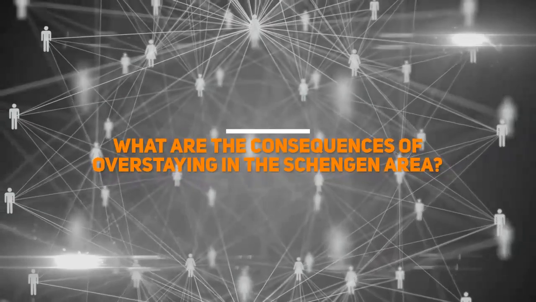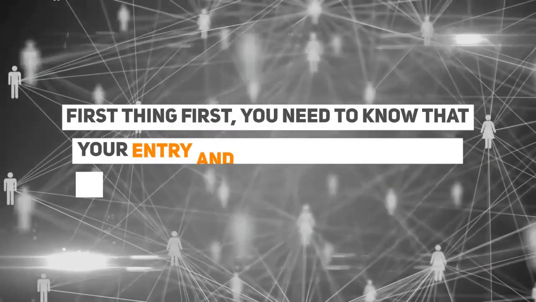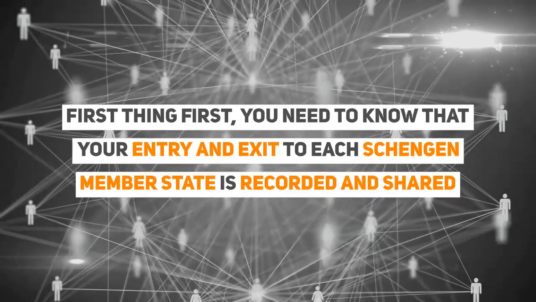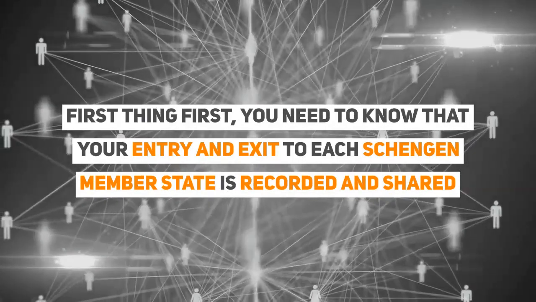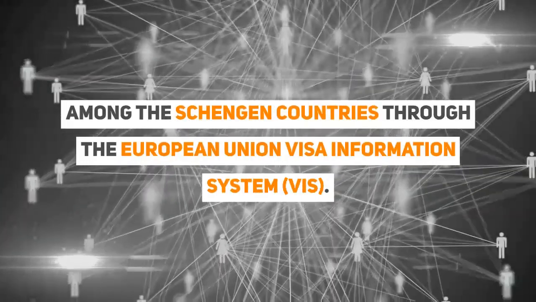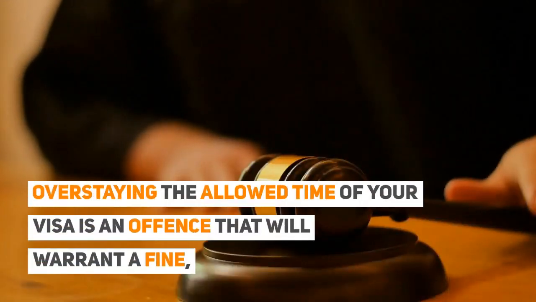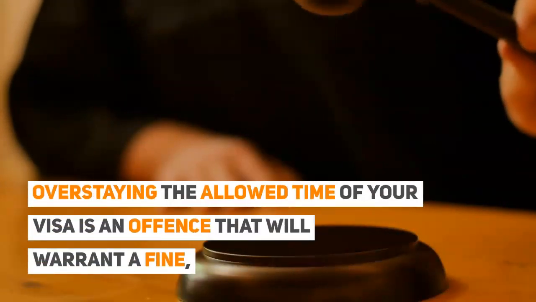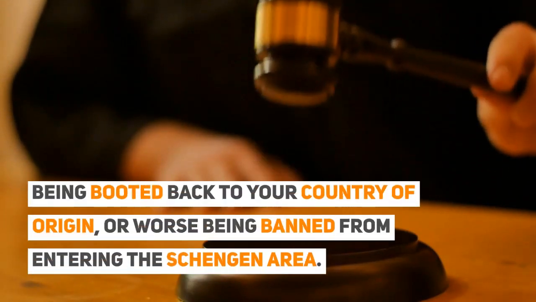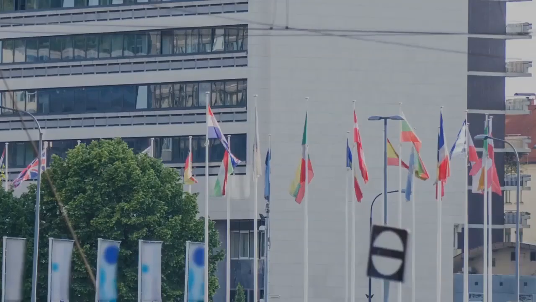What are the consequences of overstaying in the Schengen area? First thing first, you need to know that your entry and exit to each Schengen member state is recorded and shared among the Schengen countries through the European Union Visa Information System, VIS. Overstaying the allowed time of your visa is an offence that will warrant a fine, being booted back to your country of origin, or worse, being banned from entering the Schengen area.